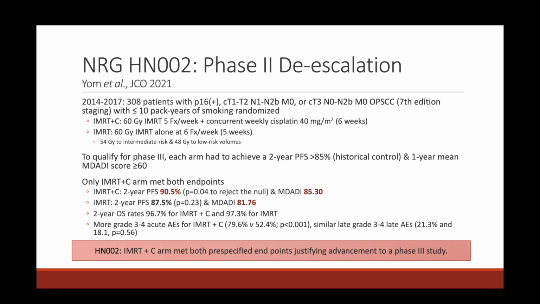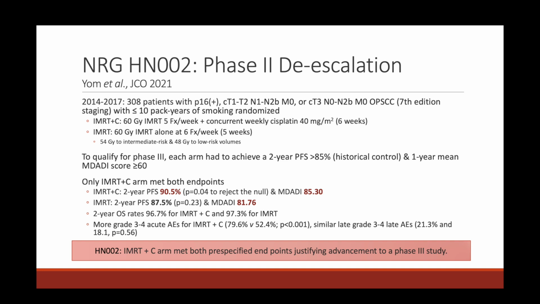In the concurrent cisplatin arm, they got 5 fractions per week over a total of 6 weeks. In the IMRT alone arm, they got 6 fractions per week, so they had accelerated treatment over 5 weeks. In both arms, they treated 54 gray to an intermediate risk volume and 48 gray to the low risk volumes. But the key thing to realize is that both arms on this study were using a decreased dose of radiation than what we would standardly give.